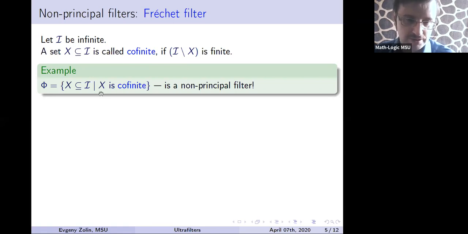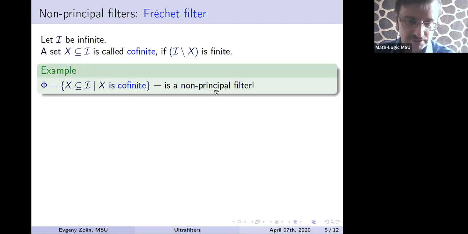So condition 3: if X is cofinite, then any bigger set is of course cofinite because its complement is finite. If X and Y are cofinite, then the intersection of X and Y is cofinite because for complements, if we take the intersection of sets, this means that we take the union. And the union of finite sets is a finite set, of course. So it is an easy exercise to show that this is a filter.